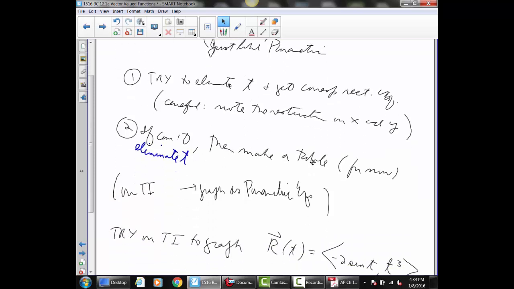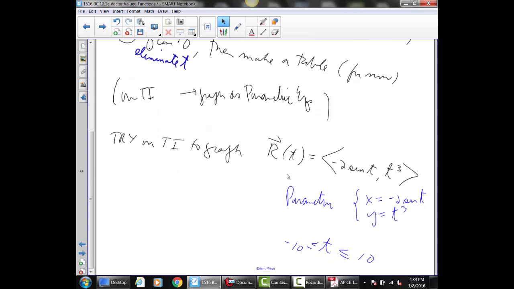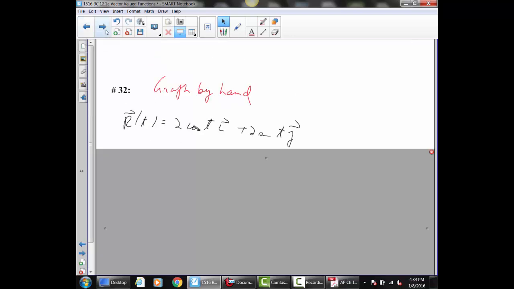If you can't eliminate t, you'll need to make a table. For now, on the TI, you will graph vector valued functions as parametric equations. And be careful of the t. Let it be negative 10 to 10 or negative 20 to 20 or whatever, because you might not be dealing with any trig. If you're dealing with trig, then 0 to 6.28 is usually fine.